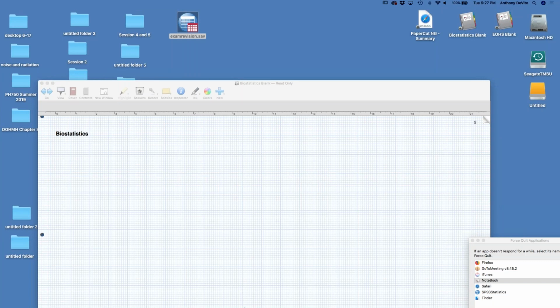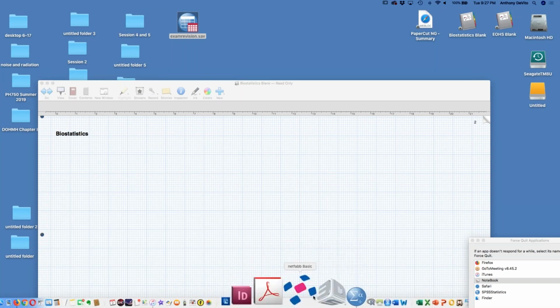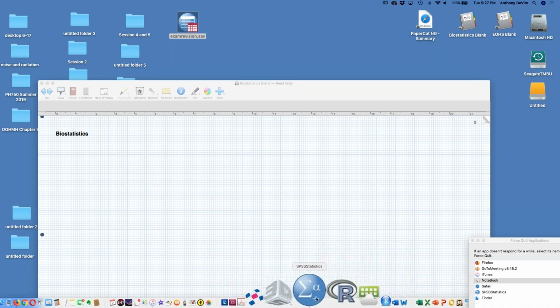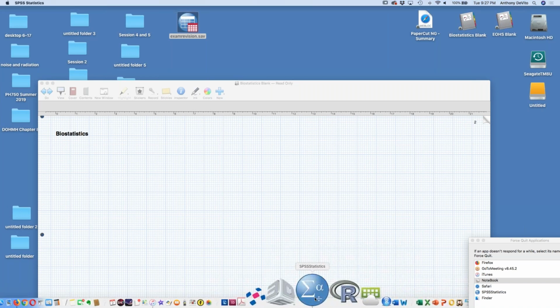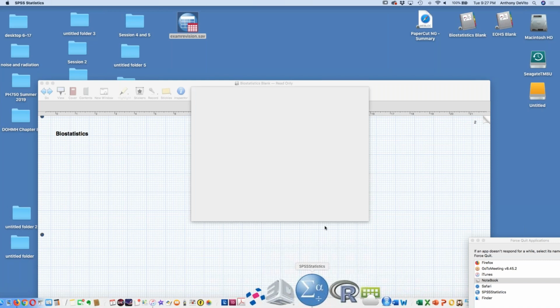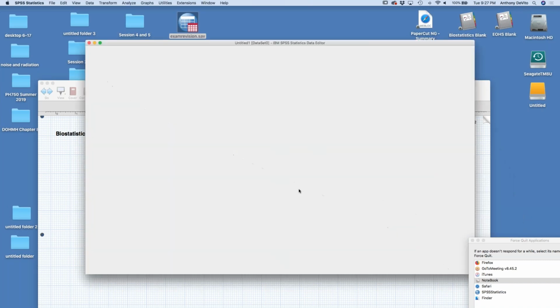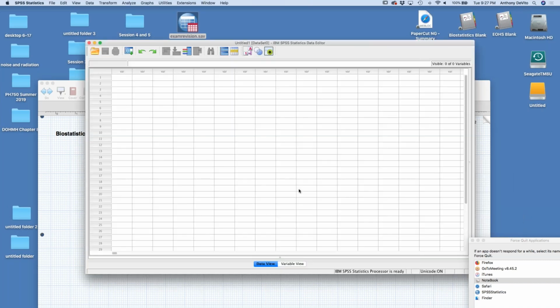If SPSS ever cooperates and opens up. Is it bouncing up and down? I double clicked it. Let's see. Up there it goes. Okay, I'm in an un-air-conditioned room here, and it's upstairs, so it's pretty hot in here. So if I sound sweaty, it's because I am sweaty.